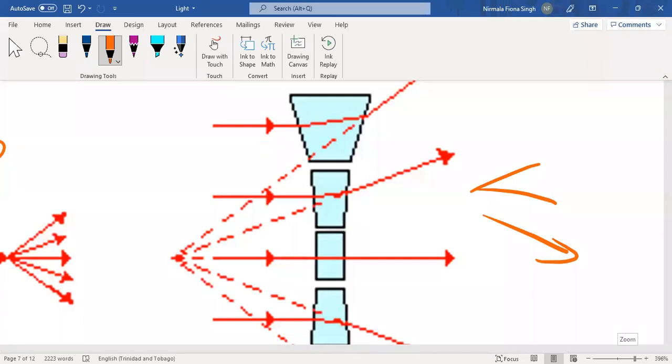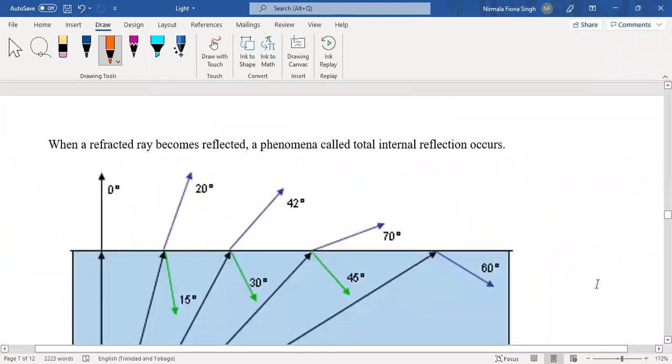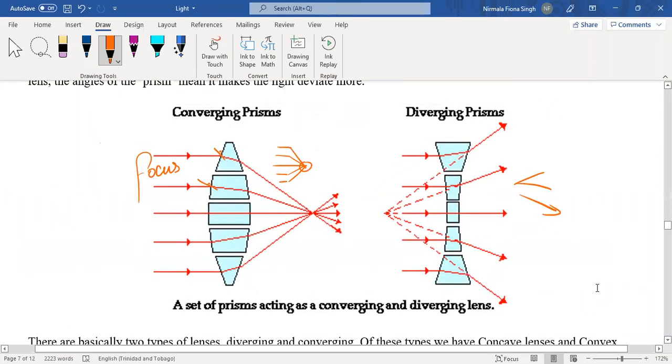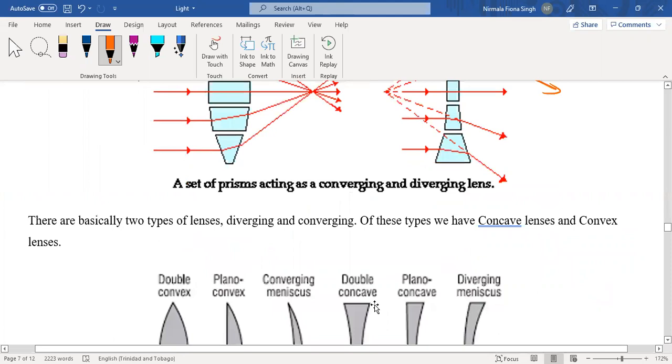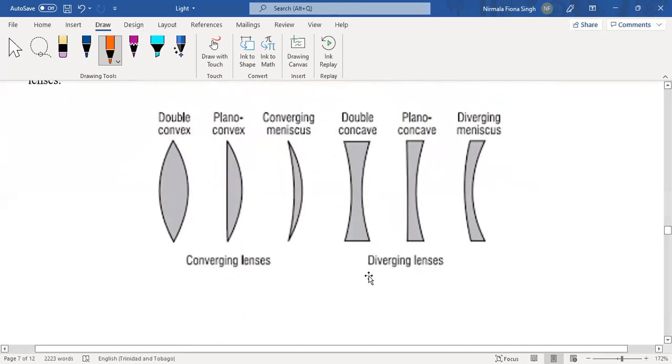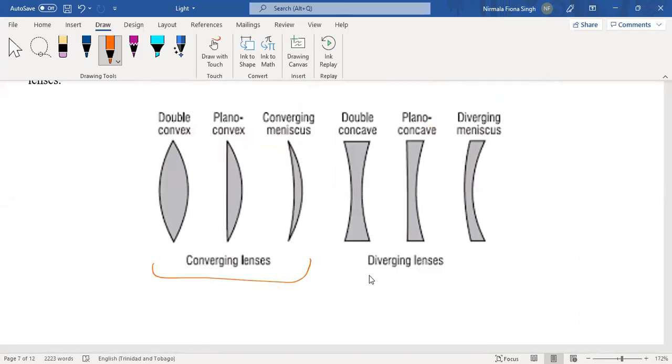Now you're going to say, but why would we want light rays to move away from each other? We do need light rays to move away from each other depending on the apparatus that we are using. So continuing from the diagram, we have two types of lenses: converging lenses and diverging lenses. Let's read. There are basically two types of lenses, divergent and converging. Of these types, we have concave lenses and convex lenses. Convergent lenses usually are thicker in the middle, and diverging lenses are usually thinner in the middle.